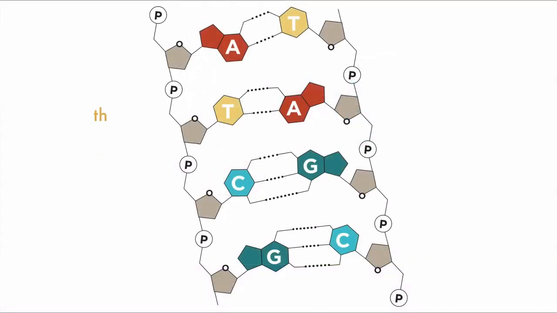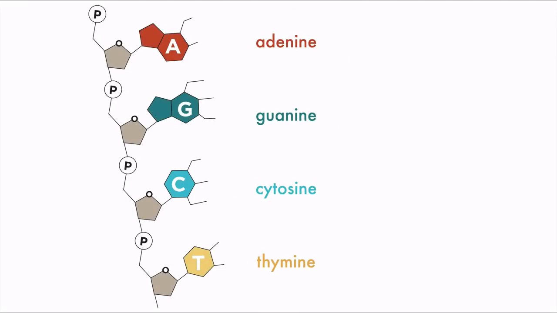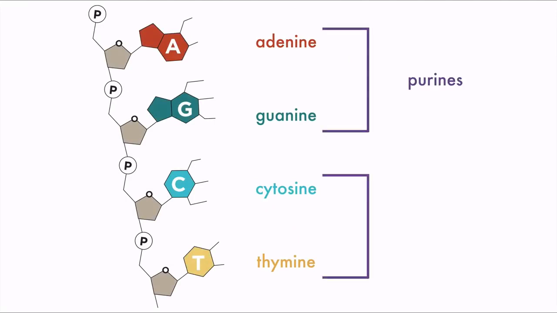The bases are thymine, adenine, cytosine, and guanine. 2 of the bases are purines, which have a 2-ring structure, and 2 bases are pyrimidines, which have a 1-ring structure. Adenine and guanine are purines. Cytosine and thymine are pyrimidines. I remember the pyrimidines are the bases with a Y in their name, just like pyrimidine has a Y in its name.